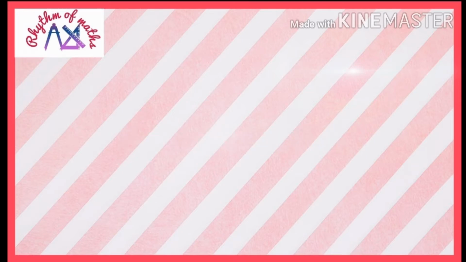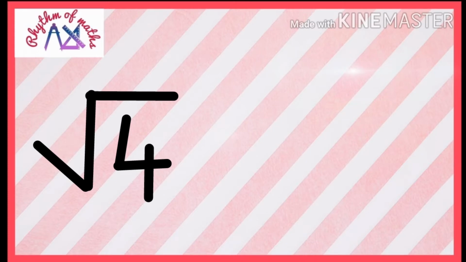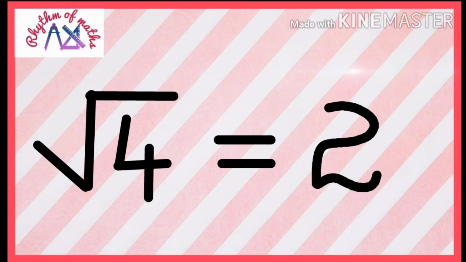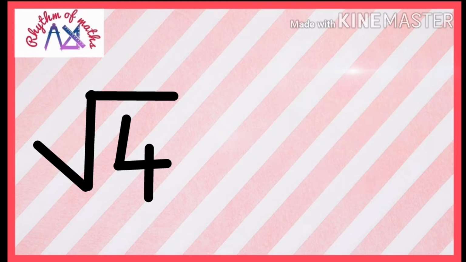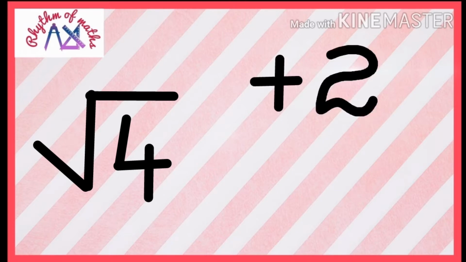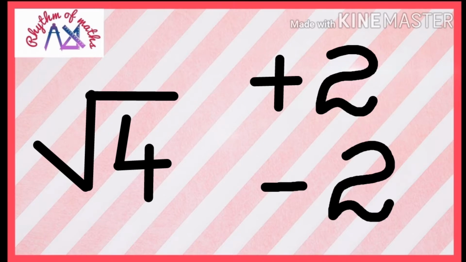For example, root 4. We will write it as 2, because we know 2 twos are 4. But actually, root 4 means two answers are there. That means it can be a positive 2 or it can be a negative 2.